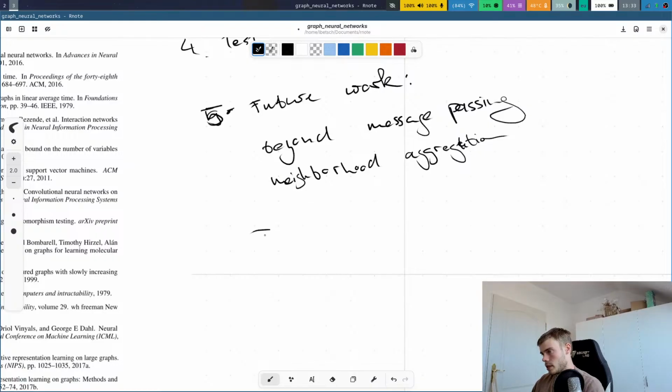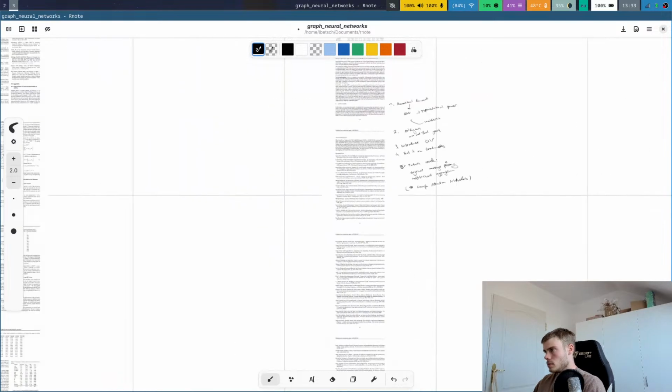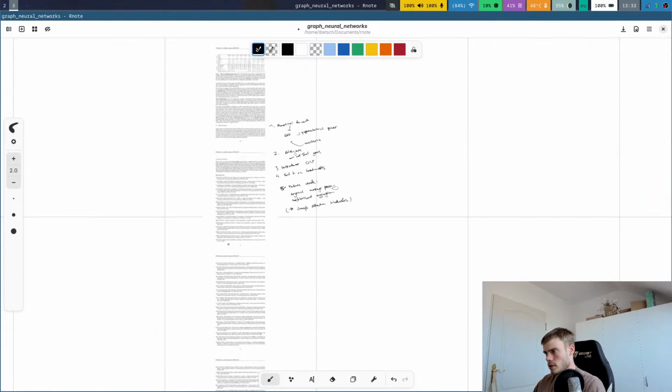And we can look at graph attention networks, which work a little bit differently, I guess. But that's for the future. Okay, let's look at the references.